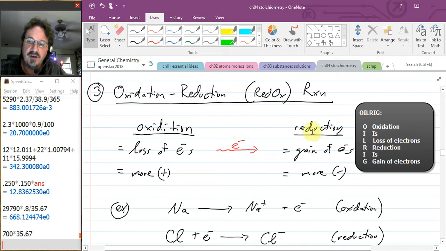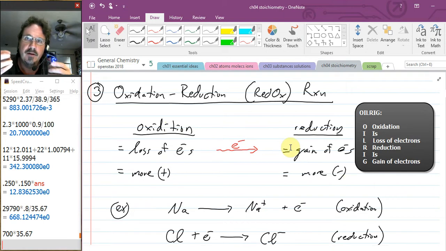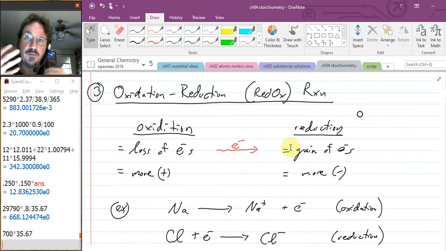So oxidation, reduction, and if you think about it, one thing's losing the electrons, the other thing's gaining the electrons. They're always going to be paired up. In other words, one of the things in my beaker is going to lose that electron, the other one's going to gain it, to form these redox type reactions.